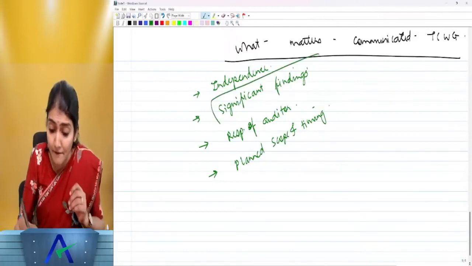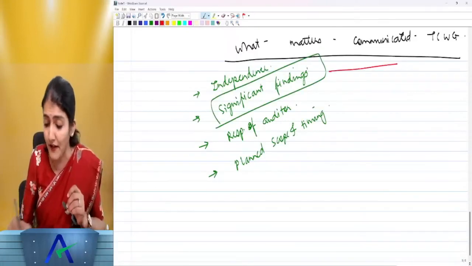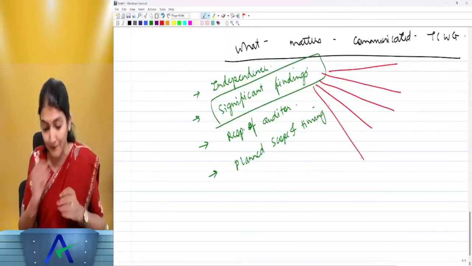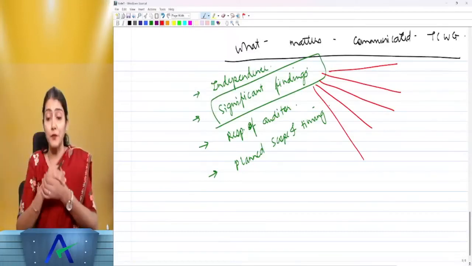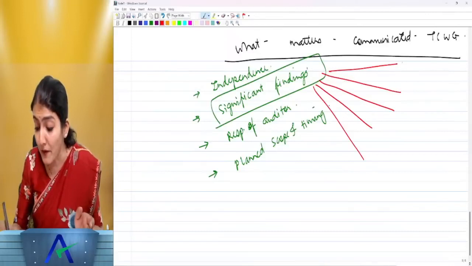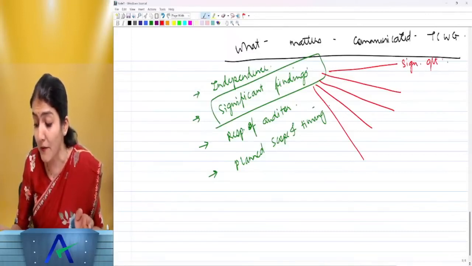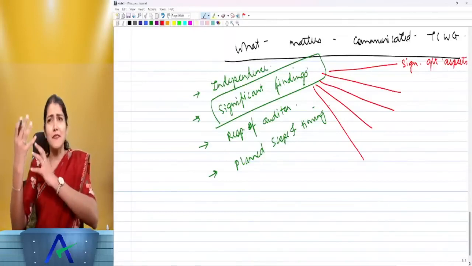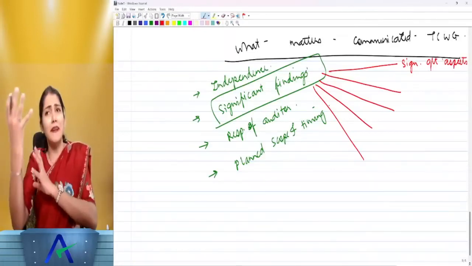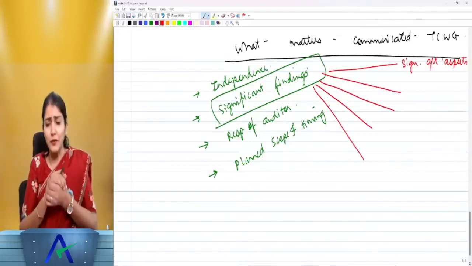Under significant findings from the audit, we communicate the 5 points to TCWG. What points do we communicate? Significant qualitative aspects of the entity's accounting practices. So you find some accounting policies, accounting estimates, disclosures that could have been done in a better manner, and you can communicate that to TCWG.